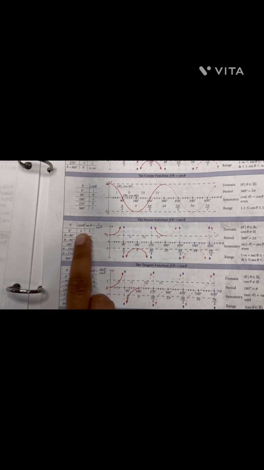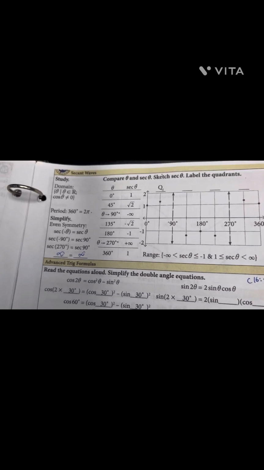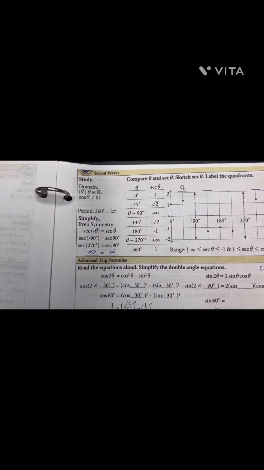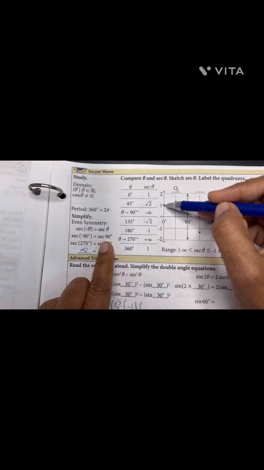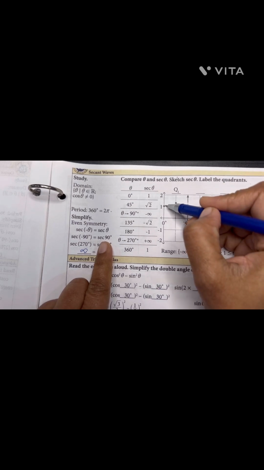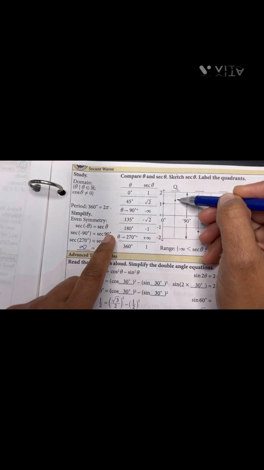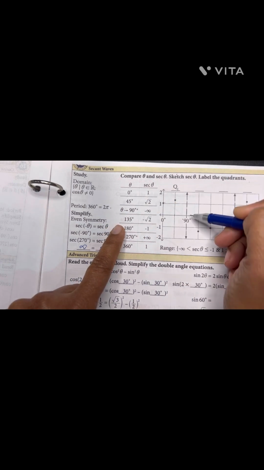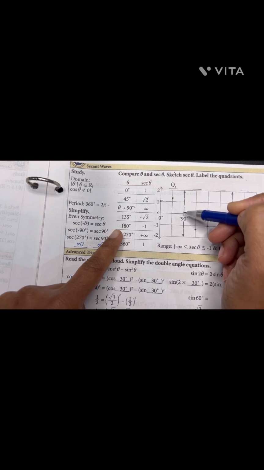So we can just look at these for reference and just follow suit. Okay, I'm going to keep it here so you can see it. All right, so when my angle is 0, my secant theta is 1. So we start here, okay? And when my angle is 45, my secant theta is square root of 2. As theta approaches 90, my secant theta approaches infinity, okay?